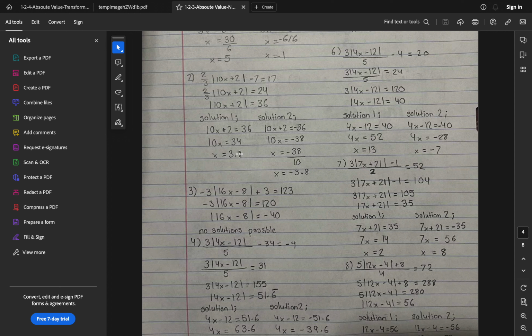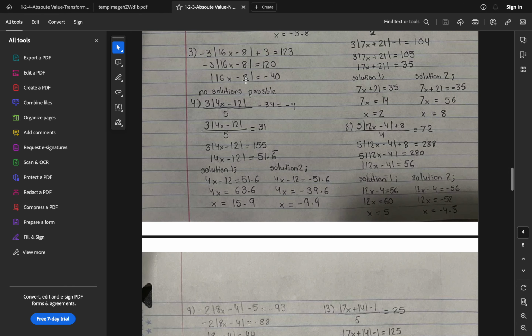Once again, two solutions. For the first solution, we get 10x is equivalent to 34 once we rearrange to isolate for the x. And once we isolate it again, it becomes 34 divided by 10, which means x is equivalent to 3.4. Solution number 2, we have 10x plus 2 is equivalent to negative 36. We isolate for x, so we subtract both sides by 2, which becomes 10x is equivalent to negative 38. Isolate for x, divide both sides by 10. X is equivalent to negative 3.8.